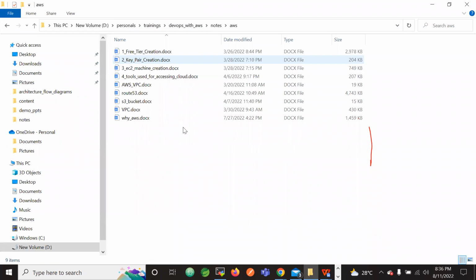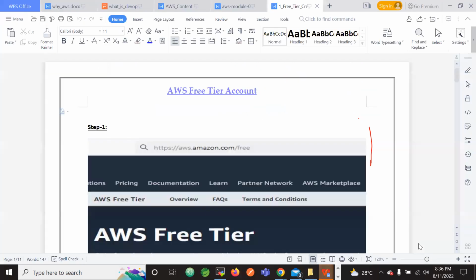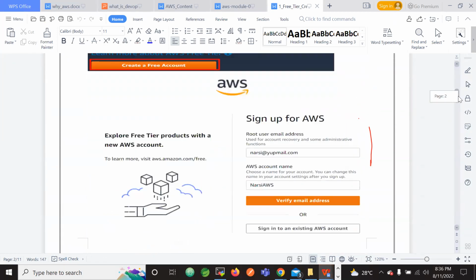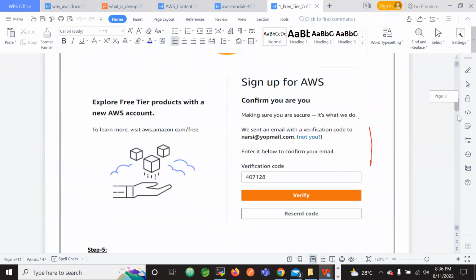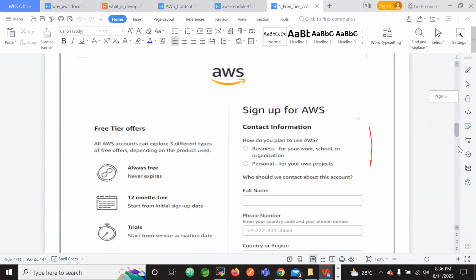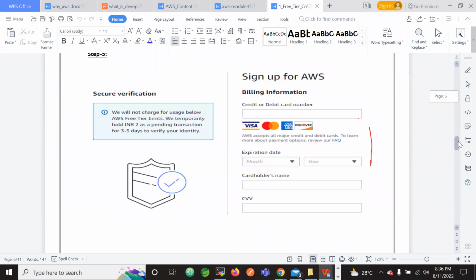For example, if we can see, don't panic. Credit card or debit card, meaning they will charge only 2 rupees from your account, and those 2 rupees will be credited back to us once the free tier account is created. They will provide the free tier account for 12 months. I'll explain how we have to create a free tier account. Step by step notes I will provide. So this is what I'm talking about.